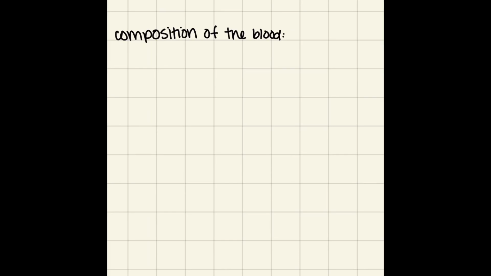Okay, so the composition of the blood, there are two really main components of the blood. One is plasma, and plasma makes up a pretty good portion of the blood. But plasma is about 92% water. And then the other parts of the plasma are what we call blood colloid proteins. And basically that just means that they're suspended in the blood.